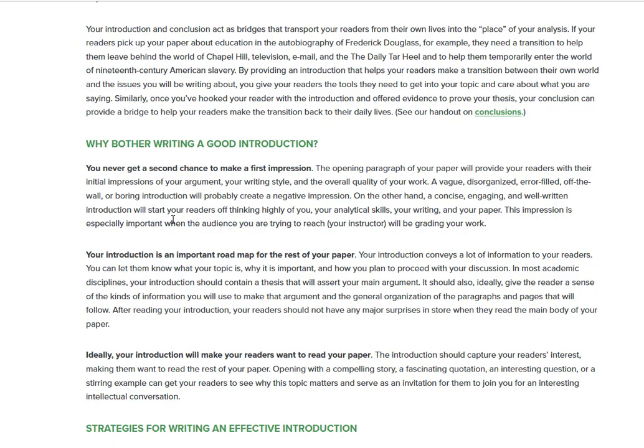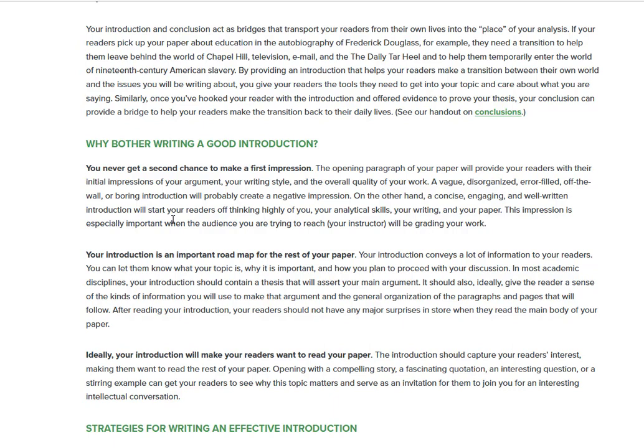Your introduction is an important roadmap for the rest of your paper. Your introduction conveys a lot of information to your readers. You can let them know what your topic is, why it is important, and how you plan to proceed with your discussion.